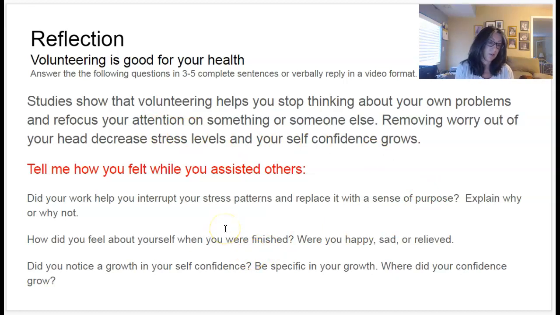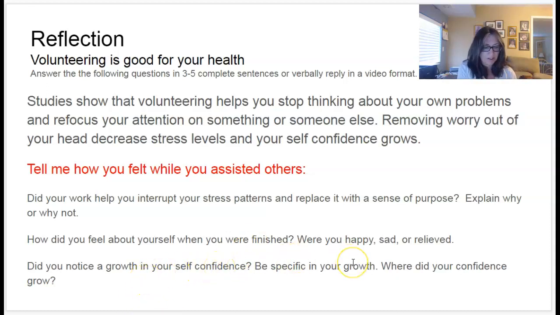I mean, sometimes you do volunteer work and all of a sudden you're uncomfortable and it stresses you out. So you can share that with me as well. And how'd you feel when you were finished? Did you become happier? Did it make you sad? Or were you relieved? Like sad when you had to take the kittens back. There was a point when I was like, okay, you have to take the kitten back, but you have to do this, Josie. And she's like, I'm fine. And she was. I was sad. I missed the kittens. Did you notice any growth in your self-confidence?